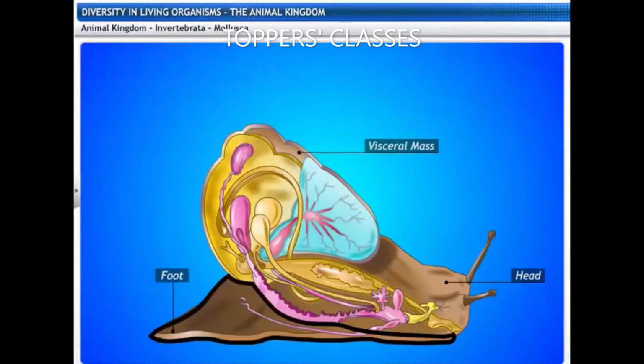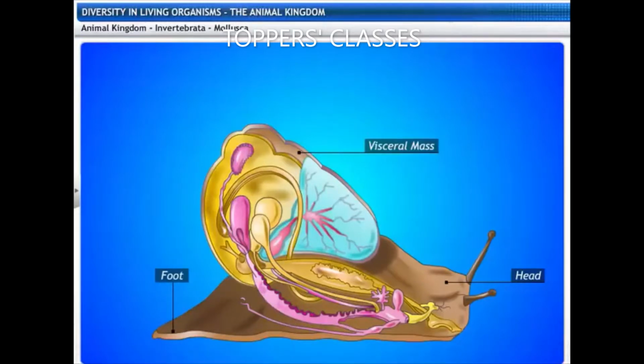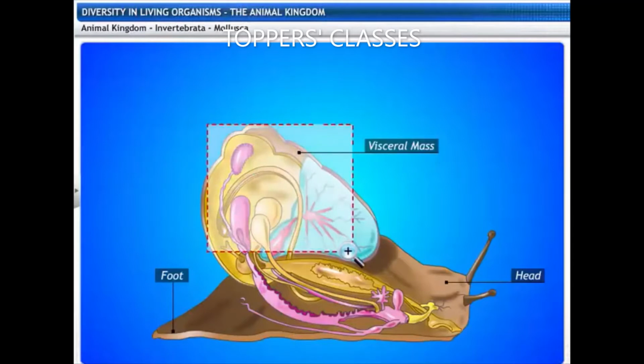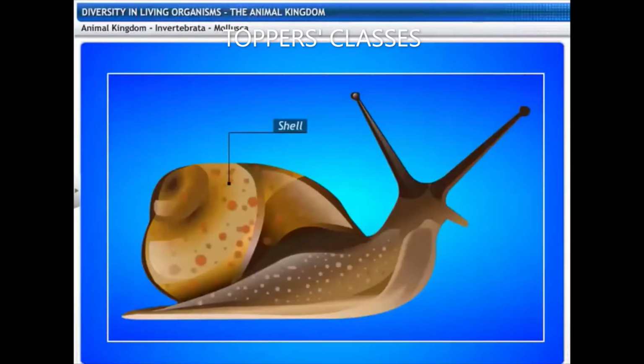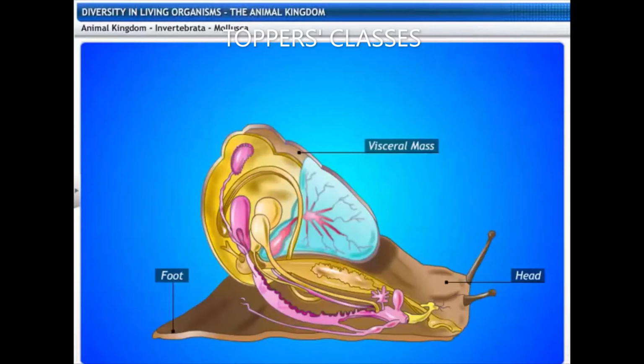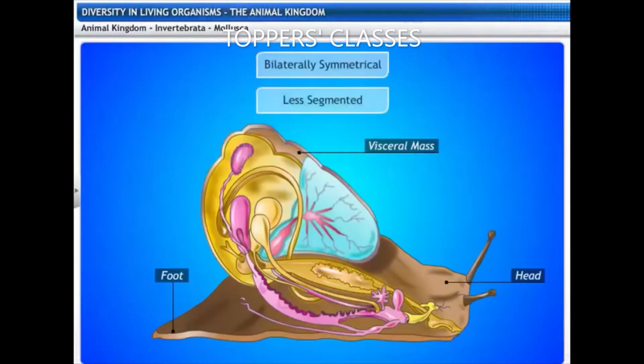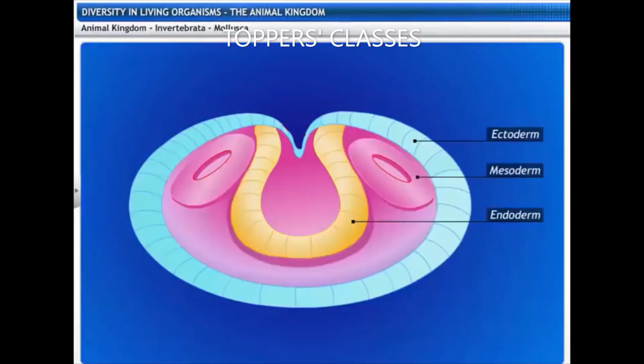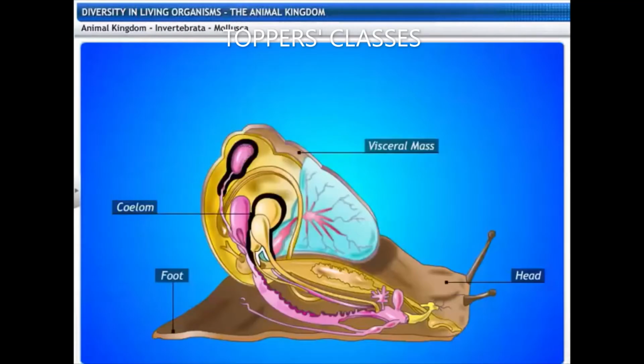Locomotion in mollusks is by means of a muscular foot. Their bodies are enclosed in a hard, calcareous shell. Their bodies are bilaterally symmetrical and less segmented. Mollusks are triploblastic animals with a reduced coelomic cavity.